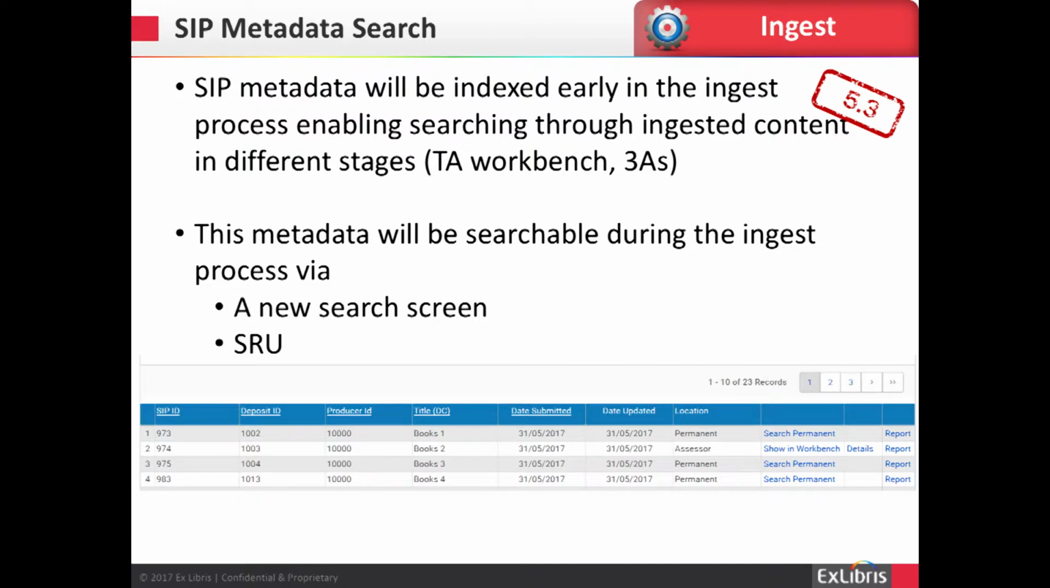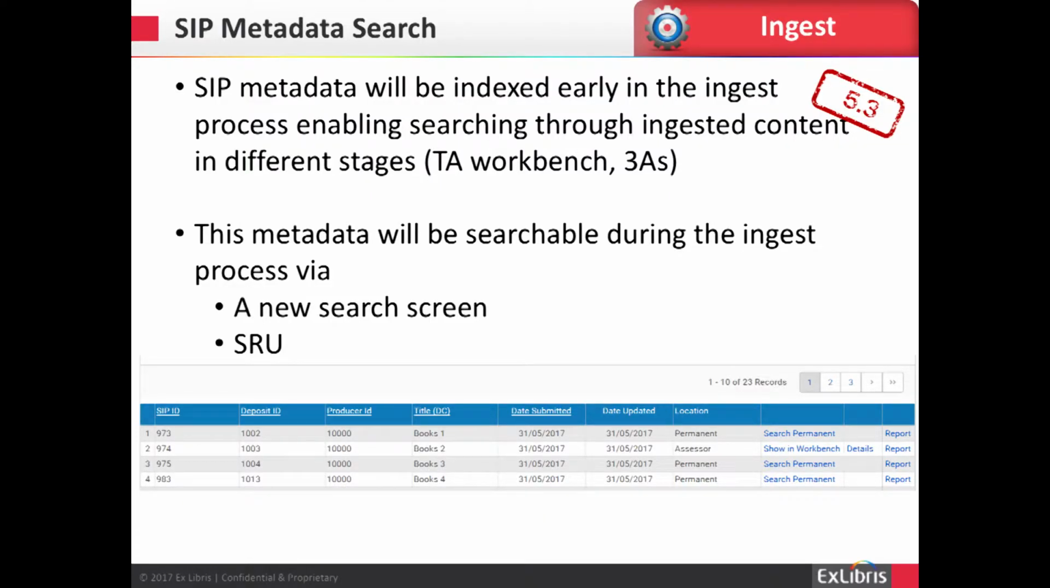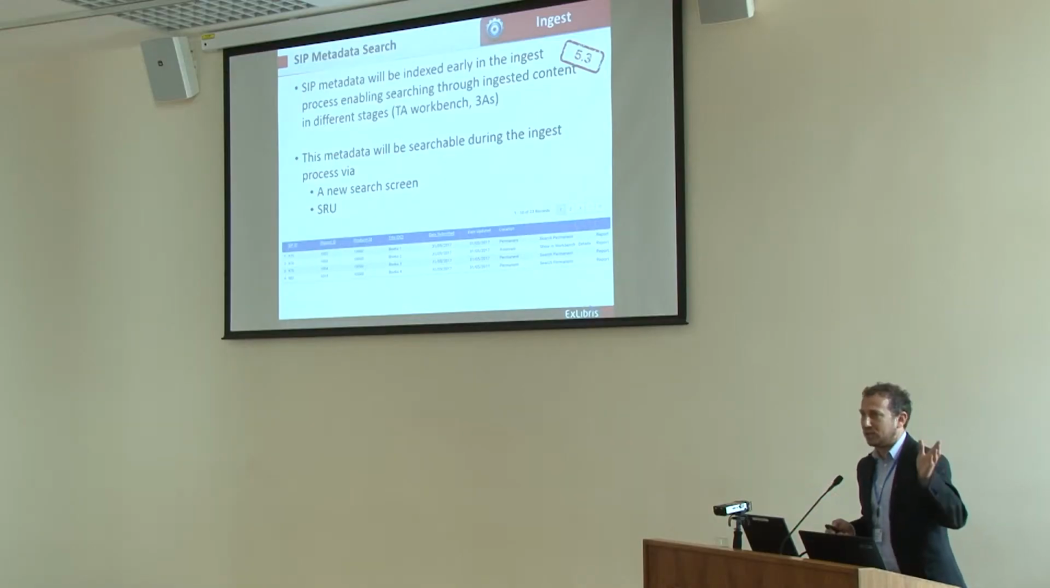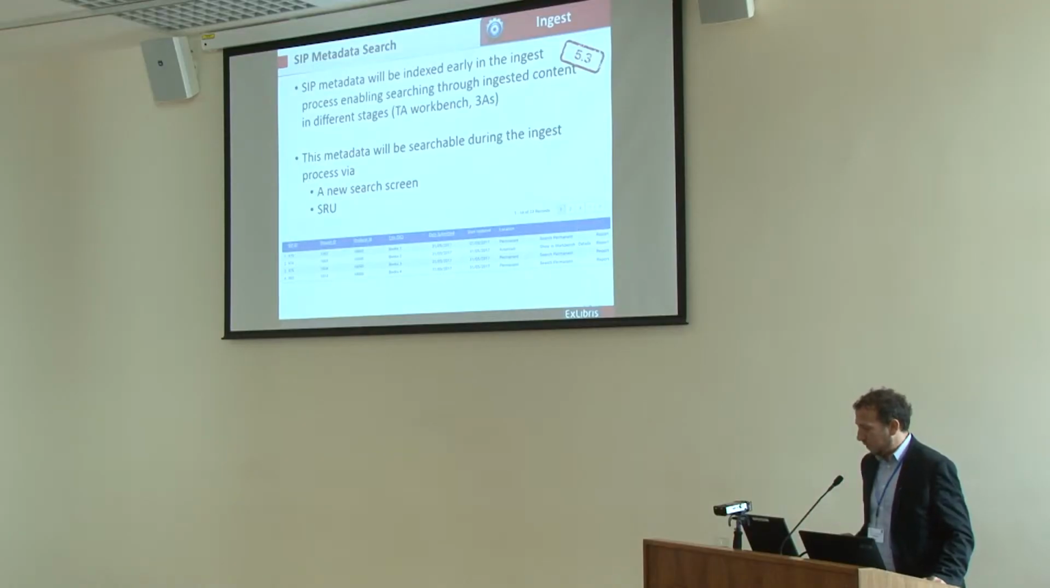The first feature I would like to discuss is SIP metadata search. Currently, metadata is indexed in Rosetta when it's moved to the permanent repository. We'll now start indexing SIP metadata as soon as possible when it's ingested into the system. This will enable you to search for content during the ingest process, either via the new UI or via SRU, and you'll know exactly where the content is and in which stage it is, whether it's stuck in one of the TA workbench tabs, or in the 3As. You'll be able to know this via either the new UI or SRU, to make sure that you know where your content is.